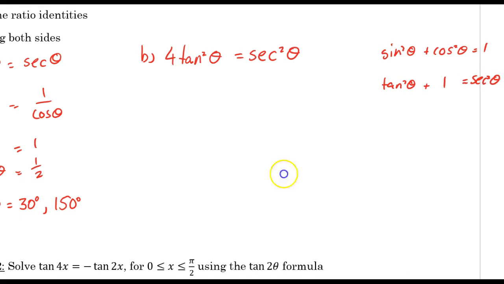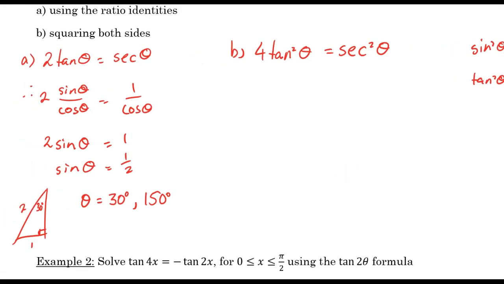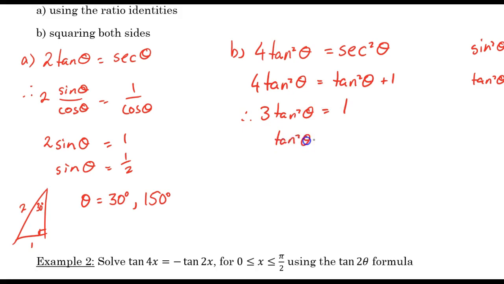So I'm going to replace my sec squared here with 1 plus tan squared, or tan squared plus 1. So 4 tan squared theta equals tan squared theta plus 1. That means that 3 tan squared theta equals 1, which means that tan squared theta equals 1/3, which means that tan theta equals 1 over root 3.